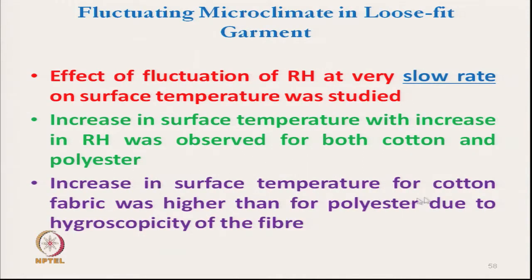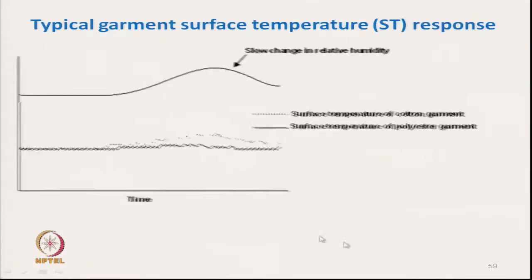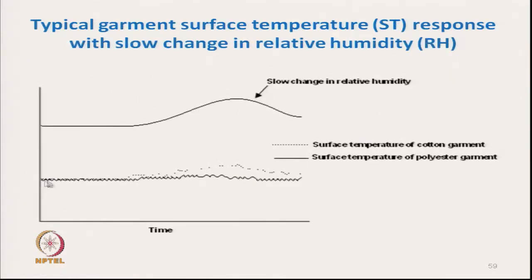Increase of surface temperature for cotton fabric was higher than polyester due to hygroscopicity of fiber. So, there is a slight change in temperature of polyester, but in case of polyester cotton it is high, and this is the gradual increase in microclimate.